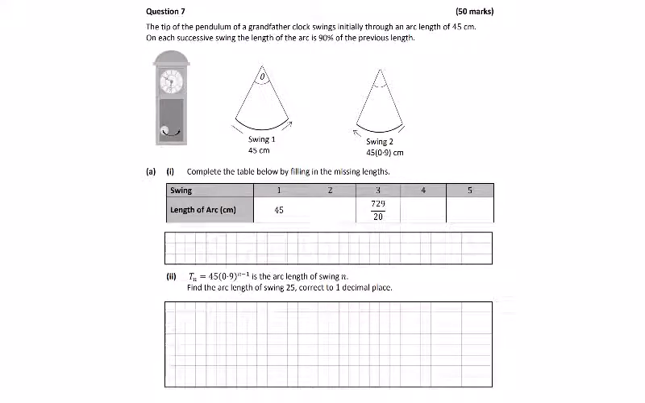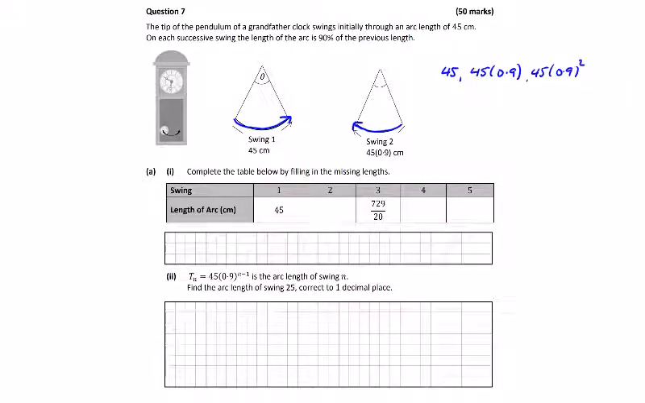2021 question 7, the first of the long questions. We're given the tip of a pendulum of a grandfather clock swinging, starting in this position up to here. It goes 45 centimeters, and on the way back down it goes 45 by 0.9. So we have a sequence here: 45, 45 by 0.9, 45 by 0.9 to the power of 2.